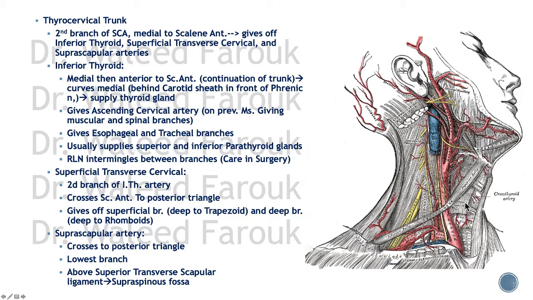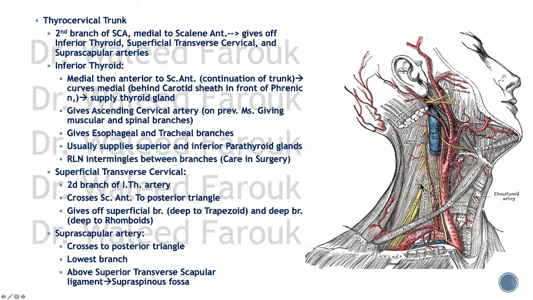It supplies, of course, the thyroid, because it's named the inferior thyroid. And it gives off an ascending branch. It's called an ascending cervical artery. This ascending cervical artery ascends over the longus colli and longus capitis muscles. It supplies the prevertebral muscles as well as the spinal branches to the spinal cord.